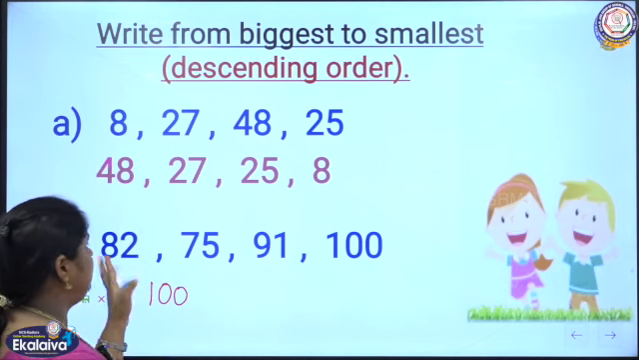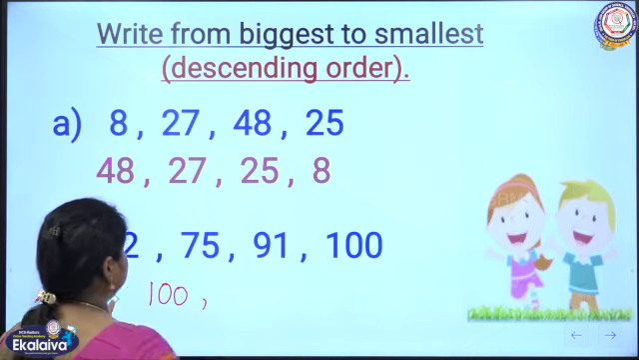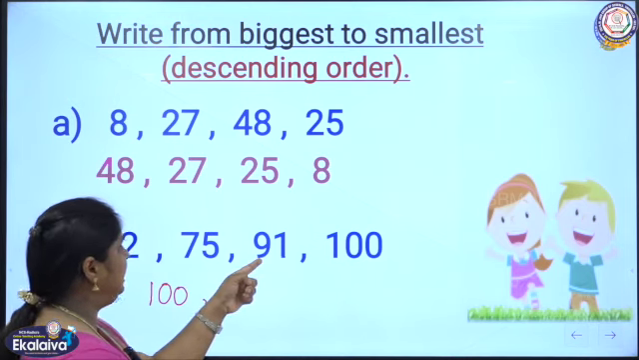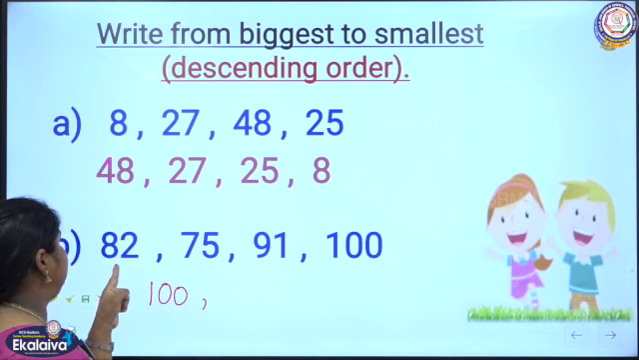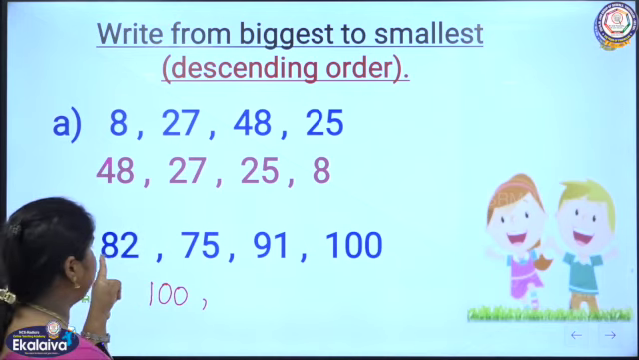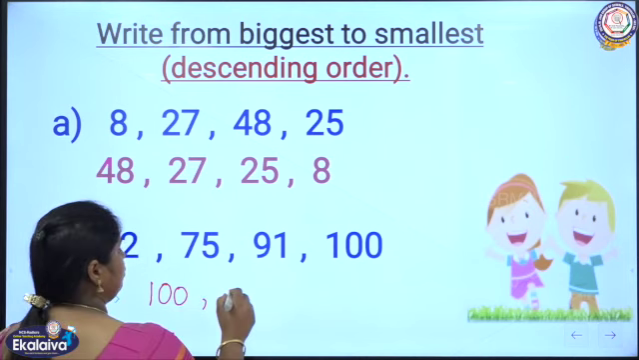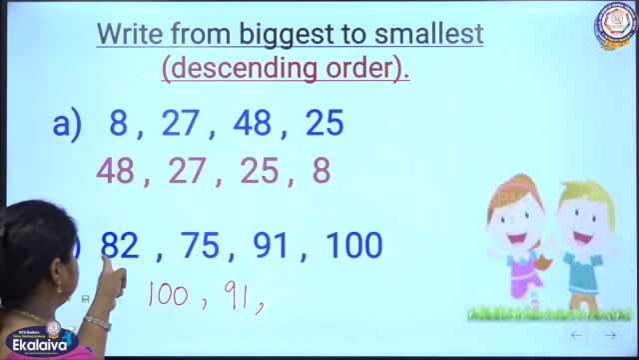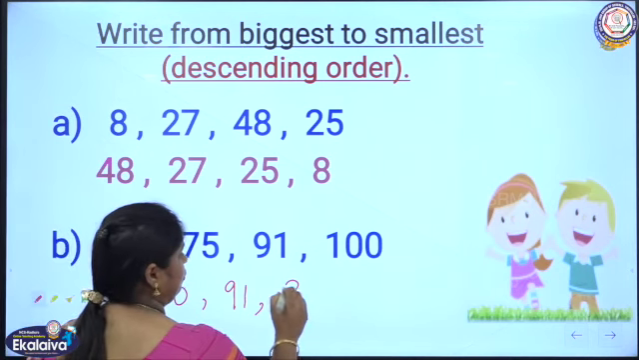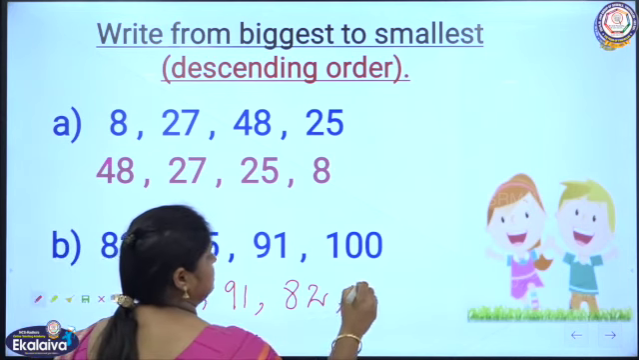Okay. See, now we check the tens value of these numbers. Here we have 9 for 91. Here we have 7 for 75 in tens value. Here in the tens value we have 8. So, which is biggest? 9, 8, 7. 9 is the biggest. So, 91 will come first. Next to 9, which is biggest? 8. So, 82 will come next to 91, at the last 75.